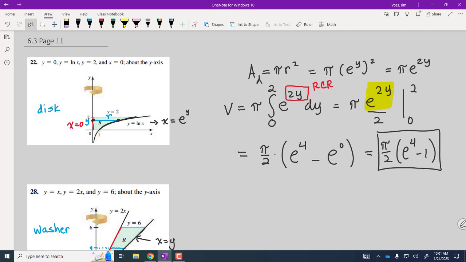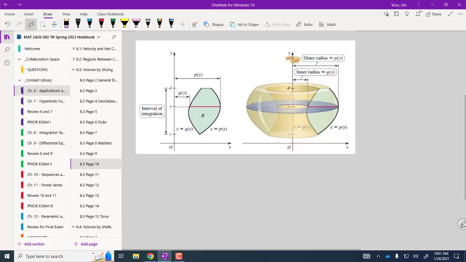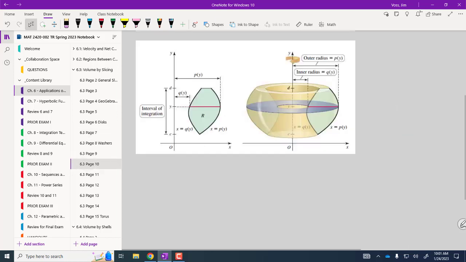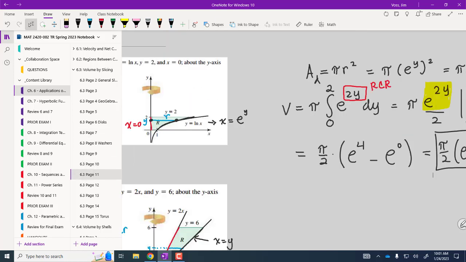So you can only integrate with respect to y an expression of y. You can only integrate with respect to x a function of x. So here we integrate this expression in x with respect to x. So they always have to line up. I think that's a really good way to think about it.